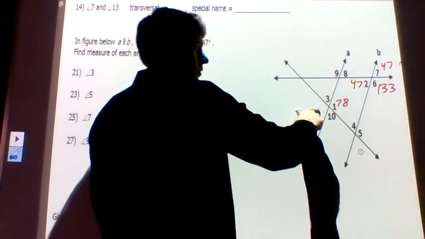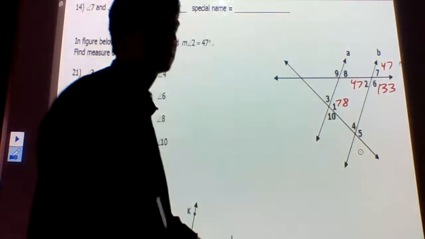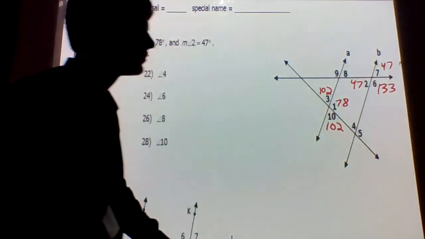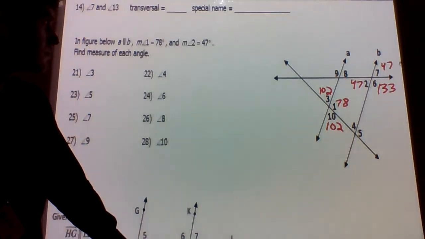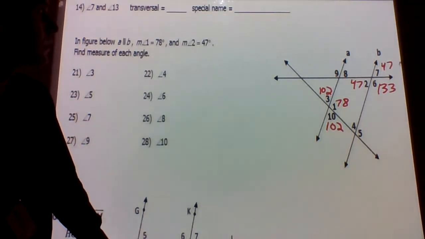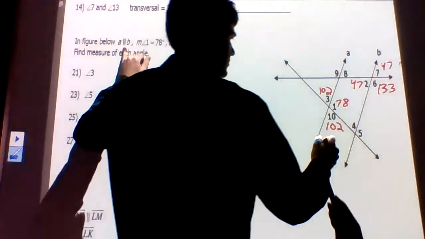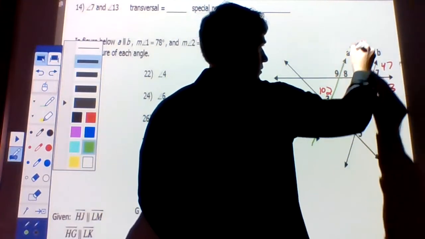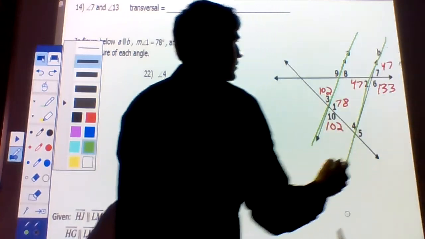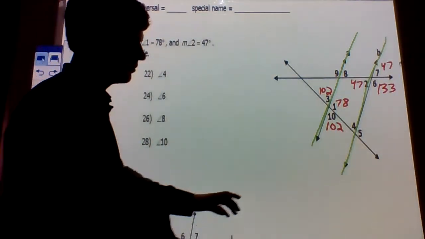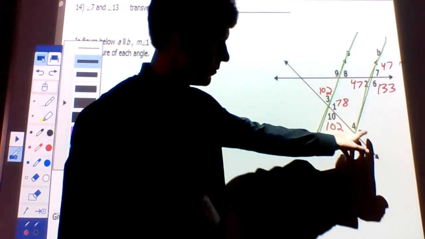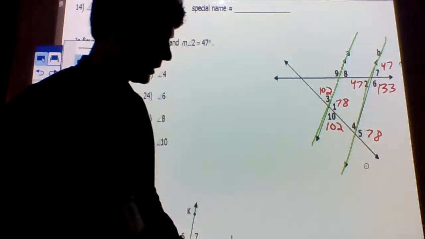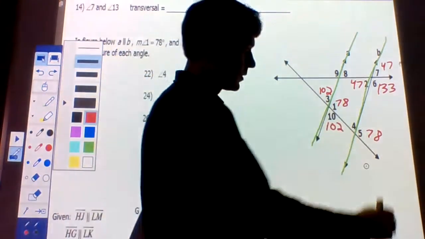Okay. Here we have linear pairs, so 180 minus 78 is going to be 102. And then we have vertical, so that's 102. Okay. The lines that are parallel are A and B. So if I could draw in here. Here's our parallel lines. So 1 and 5 are corresponding. So this is 78. Because the lines are parallel, we know that our corresponding angles are congruent. And then this one's corresponding, so this one's 102.